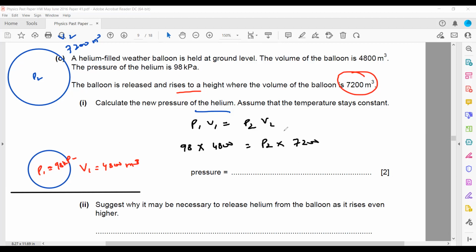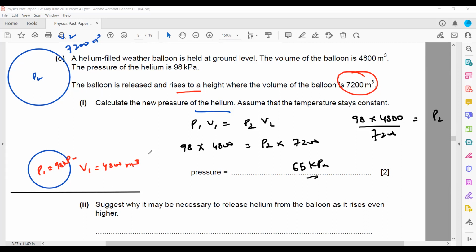This is multiplied, other side it will be divided, so it will be 98 times 4,800 divided by 7,200. So this will give us the pressure as the balloon rises to the higher altitude. It will be about 65 kilopascal, or 65,000 Pascal, and suggests why it may be necessary to release the helium from the balloon as it rises even higher.